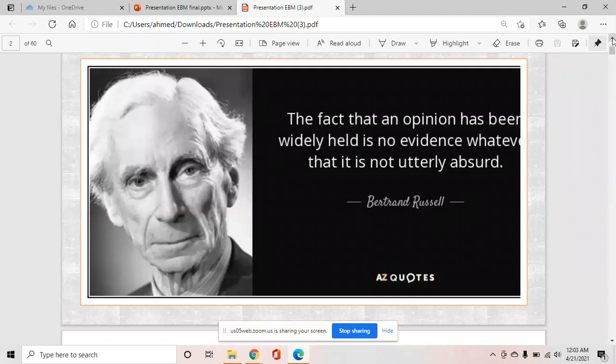Quote of the day is: the fact that an opinion has been widely held is no evidence whatever that it is not utterly absurd.